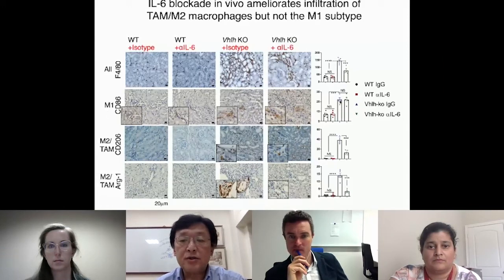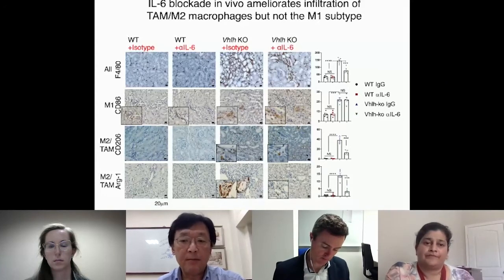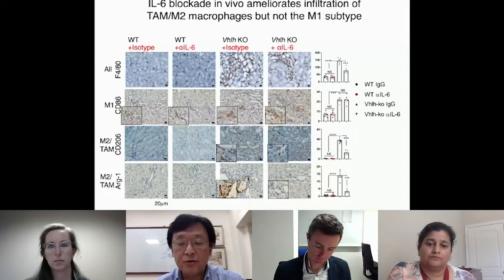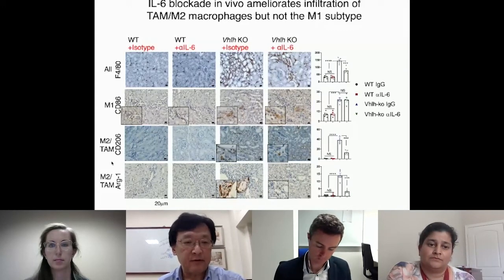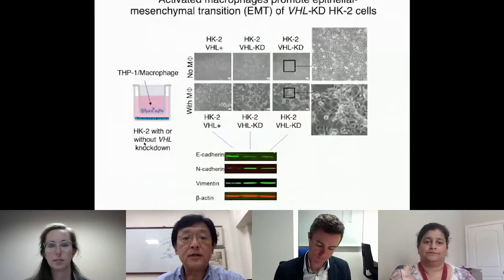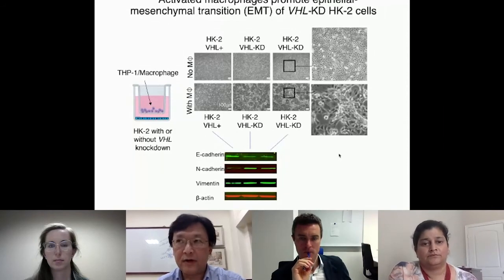Interestingly, it doesn't change the composition of the so-called M1 macrophages. M1 is an anti-tumor, pro-inflammatory macrophage, but in the VHL knockout, the M2 as well as M1 was increased, but in the double knockout, when we inhibit IL-6, the M2 macrophage is reduced. Now, M2 is a pro-tumorigenic and anti-inflammatory macrophage. So actually, OSM-induced IL-6 can change the macrophage composition.